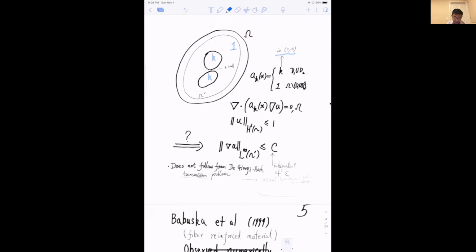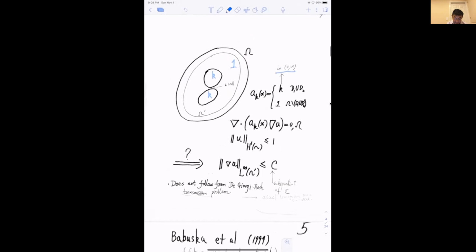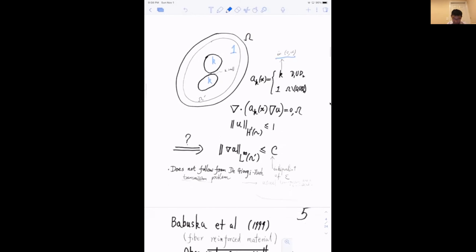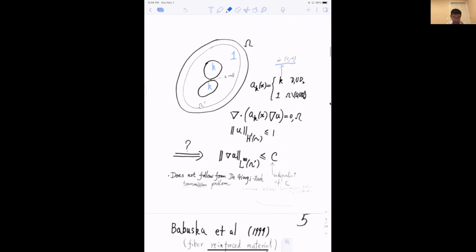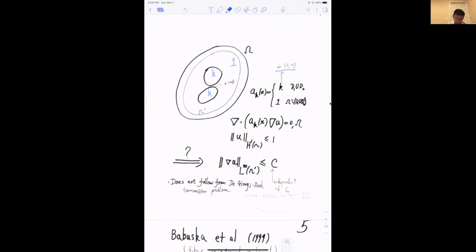In this case, the question some time ago was whether or not the gradient is bounded. That's a question. This does not follow from De Giorgi-Nash, because De Giorgi-Nash only gives you Hölder continuity. In general, it doesn't give you more.